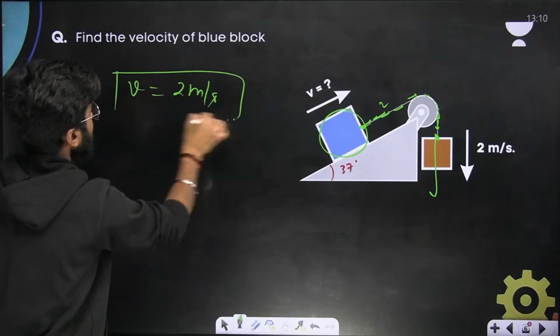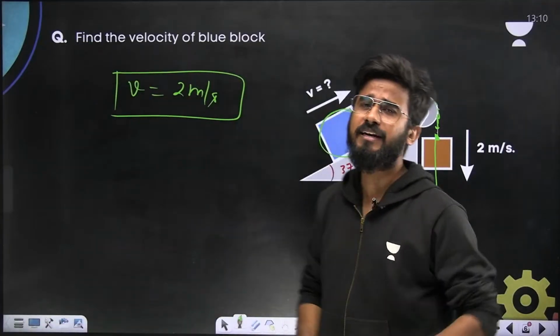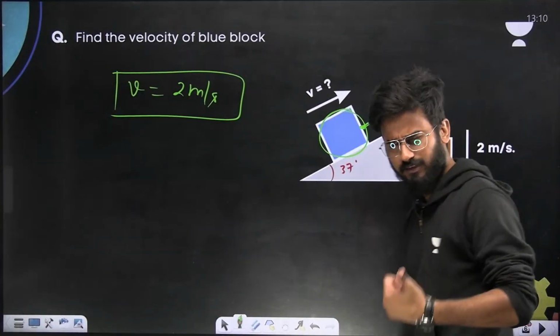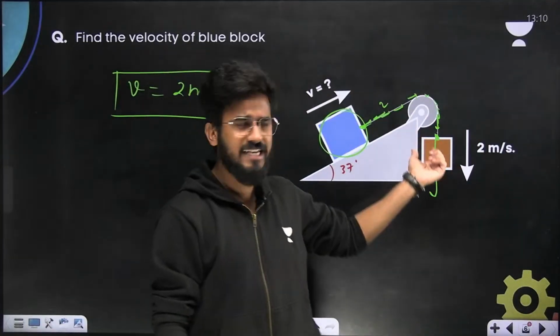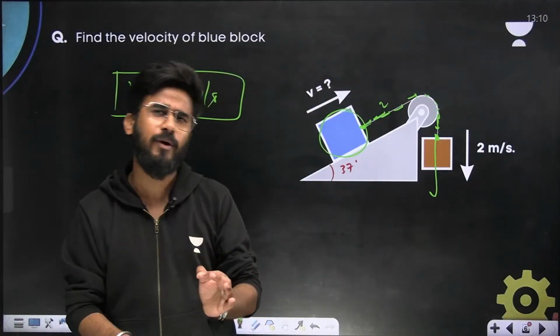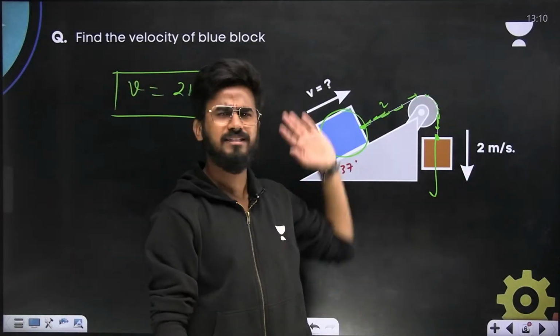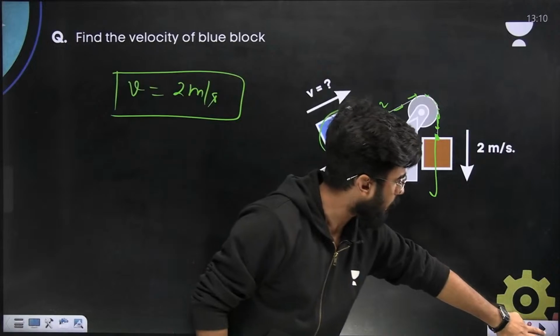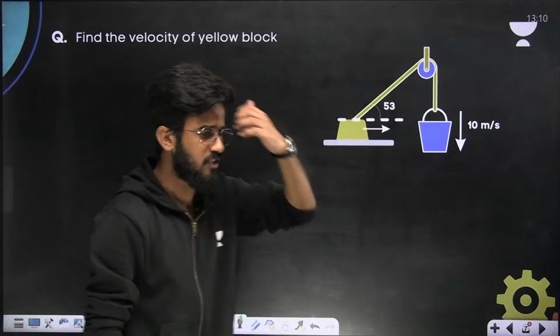So this was just a time pass problem, nothing else. I'm just trying to explain how we'll approach any constraint problem: we'll take the value of velocity at a particular point and transfer the velocity to all the points of the rope. Okay, now let us take a good example of this particular thing.